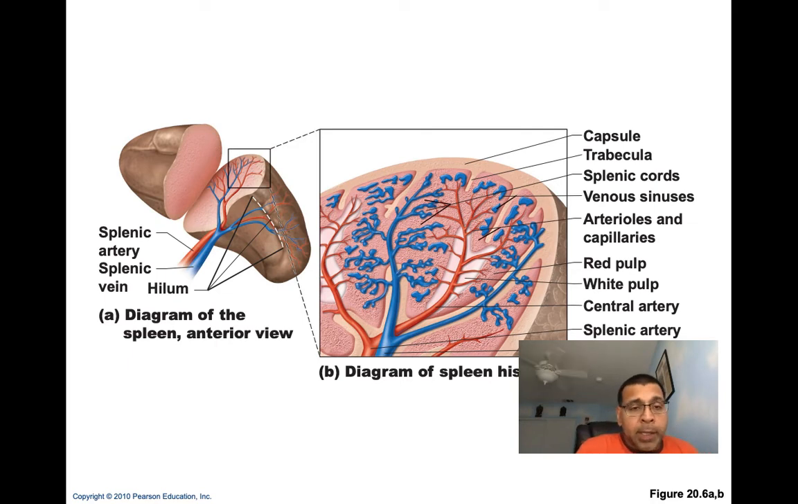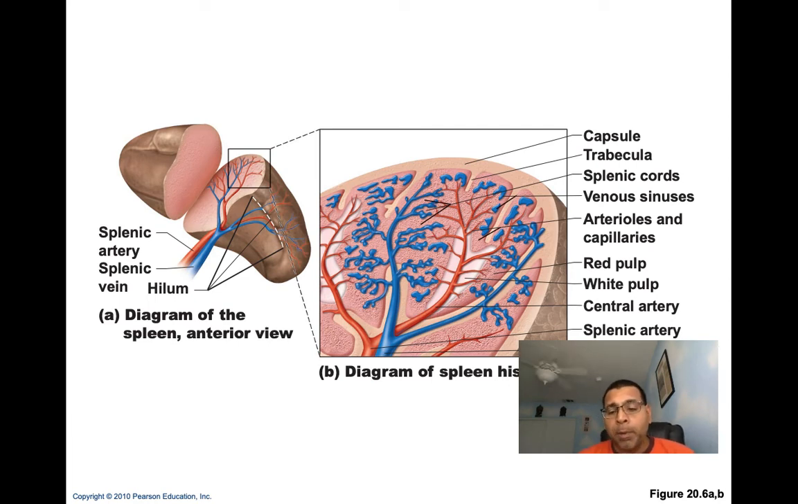Now, when we talk about this spleen, the spleen is going to have a capsule as well. And the capsule is fibrous, also making its way towards the inside of the organ, forming trabeculae. These trabeculae are inward extensions, and they're going to contain macrophages and lymphocytes. The spleen is also going to contain white pulp and red pulp.